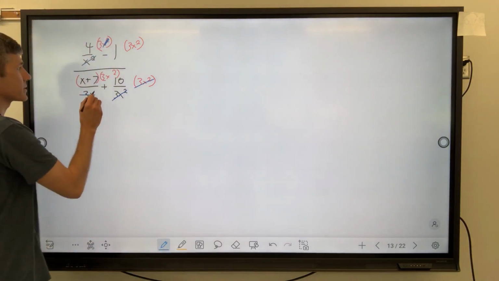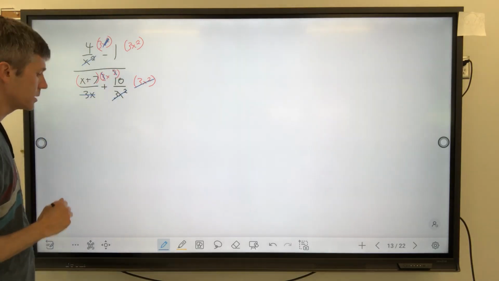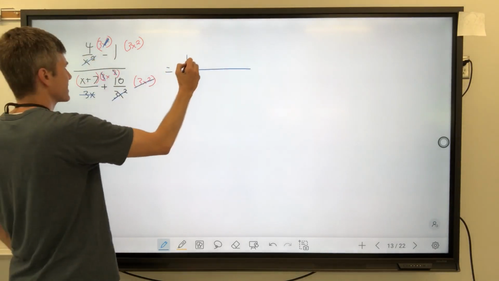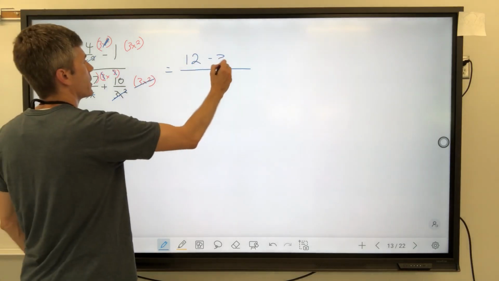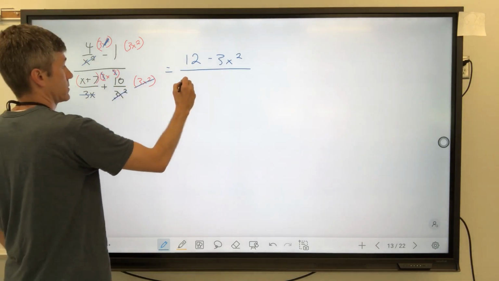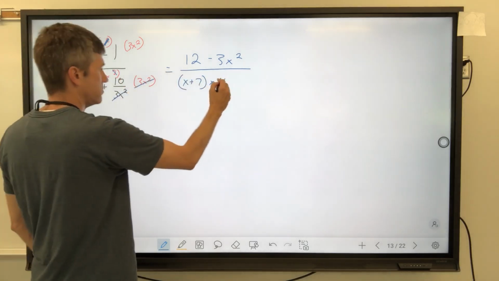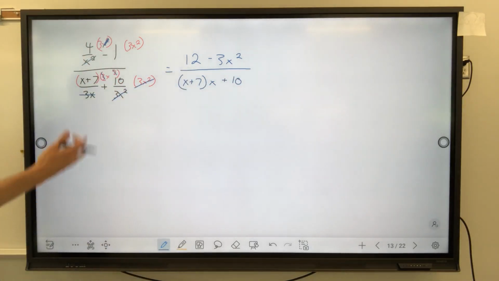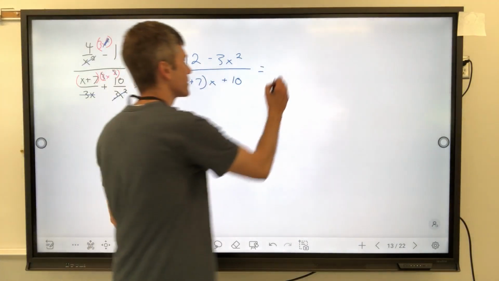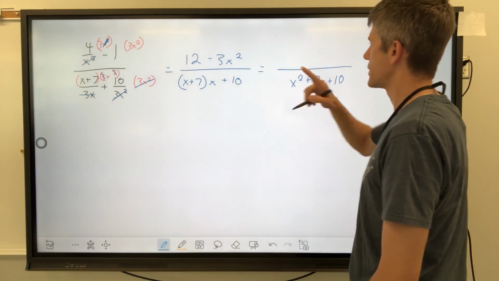Okay, 3x cancels with 3x squared, and that your 3 is gone, and one of those exponents goes away. It reduces by 1, and that leaves us with 4 times 3. These can get sloppy. 1 times 3x squared, negative 1 times 3x squared. All right, x plus 7 times x. Let's not get too carried away. And then plus 10. Plus 10. Done. All right. Denominator: x squared, 7x, 10. Numerator.